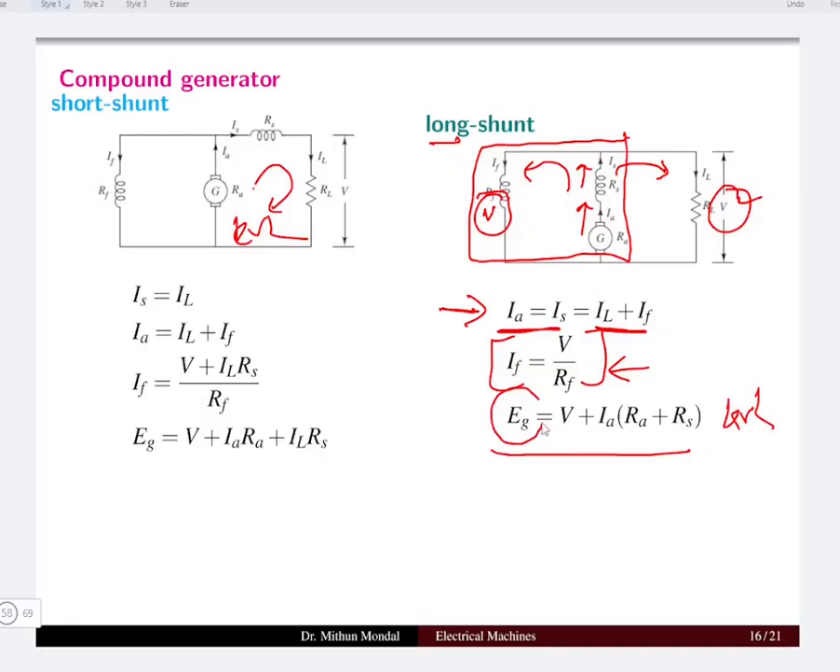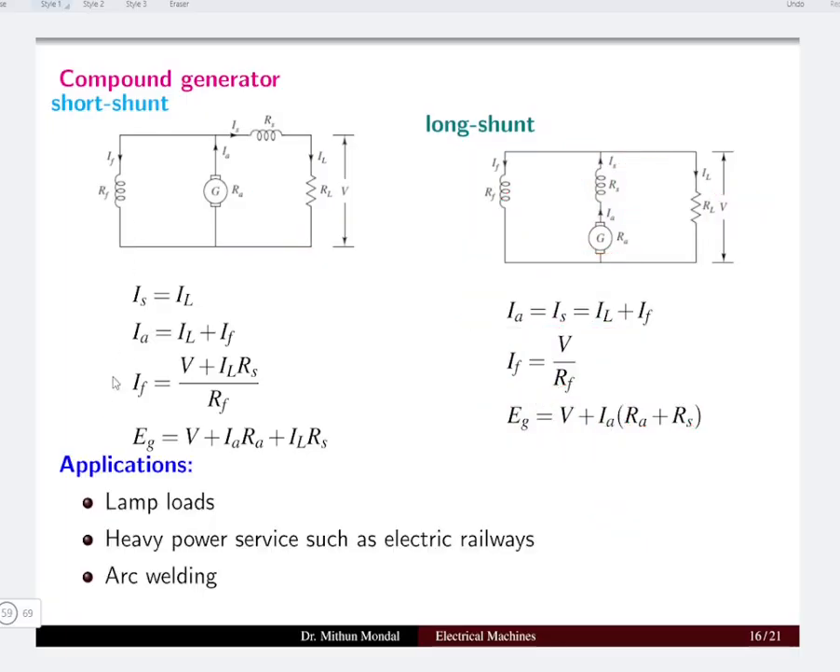EG is the generated EMF, V is the terminal voltage, and the total drop in the machine will be equal to RA plus RAC, that is the total drop due to the armature and the series field winding, multiplied with the armature current. These compound wound machines are basically used in lamp load, and heavy power services such as electric railways and arc welding. So we have discussed the short shunt and long shunt machines, which are the compound generators.